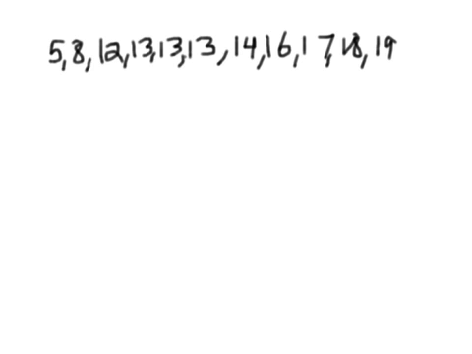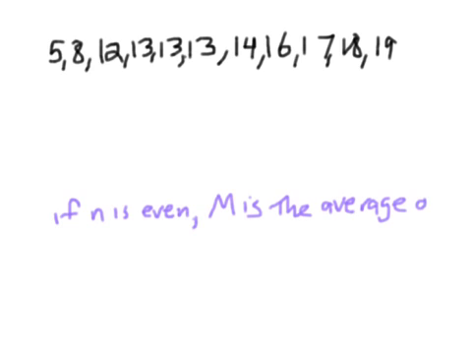N is 12. So what that means is that if there's 12 things, there's not one middle one. So the median then becomes the average of the two middle ones. So down here, if n is even, m is the average. By average, I mean add them up, divide by 2 of the two middle numbers.